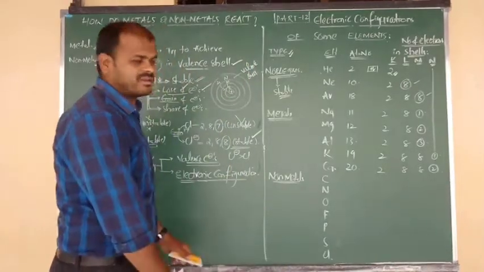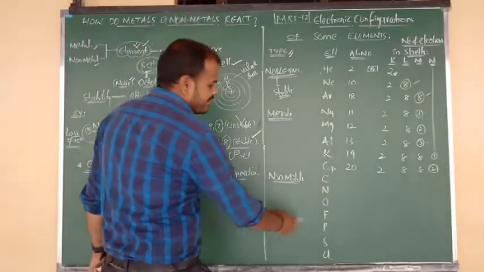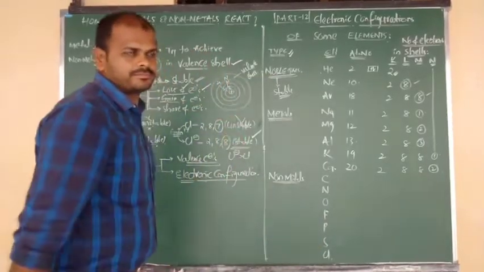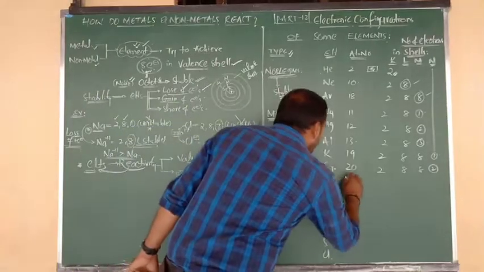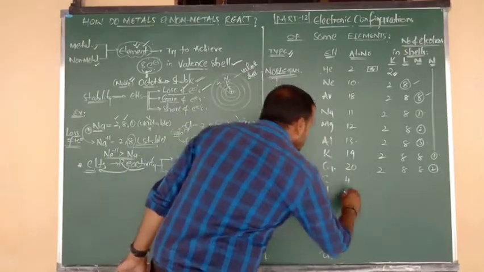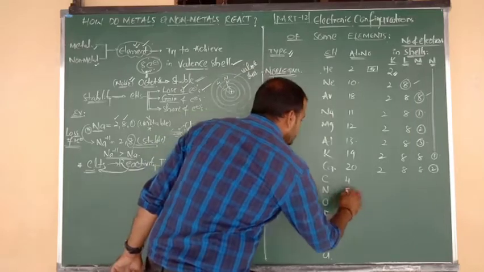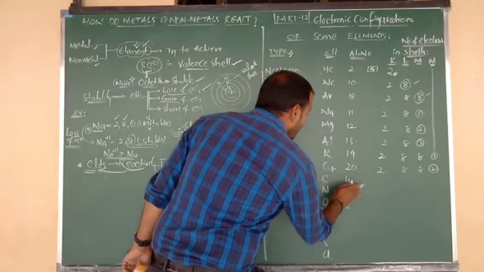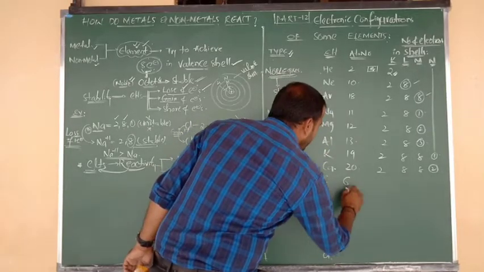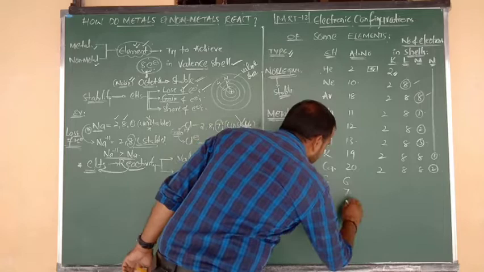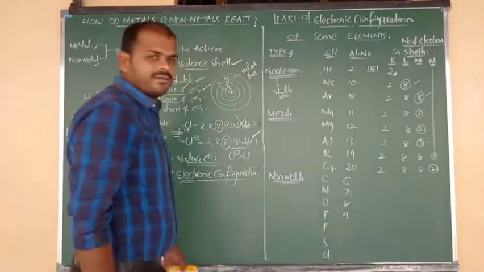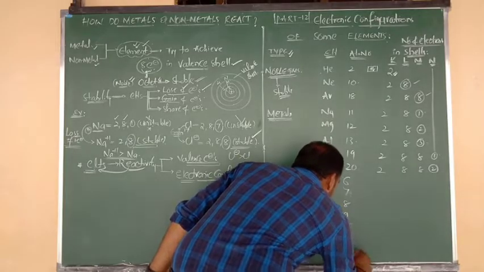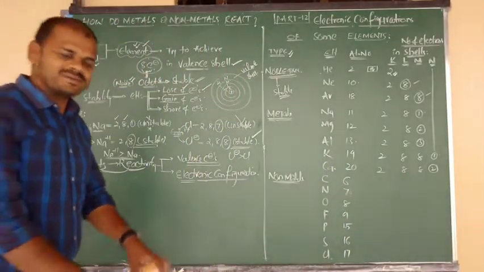The last one is non-metals: carbon, nitrogen, oxygen, fluorine, phosphorus, sulfur, chlorine. Carbon atomic number is 6. Nitrogen atomic number is 7, oxygen atomic number is 8, fluorine atomic number is 9. And phosphorus? 15. Sulfur? 16. Chlorine? 17. Did you understand clearly?